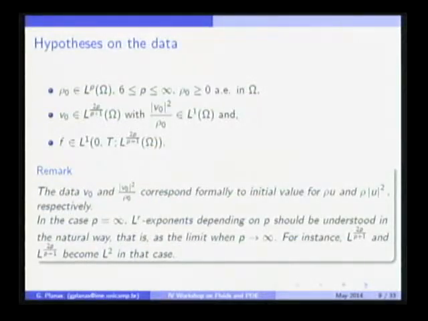What is the meaning of B0? B0 formally corresponds to the initial value for rho times u. And B0 squared over ρ0 is the initial value for the product rho u squared. Formally, that is the meaning of these functions. When P is equal to infinity, this Lebesgue exponent dependent on P should be understood in the natural way, that is, as the limit when P goes to infinity. This becomes L2, this becomes L2.